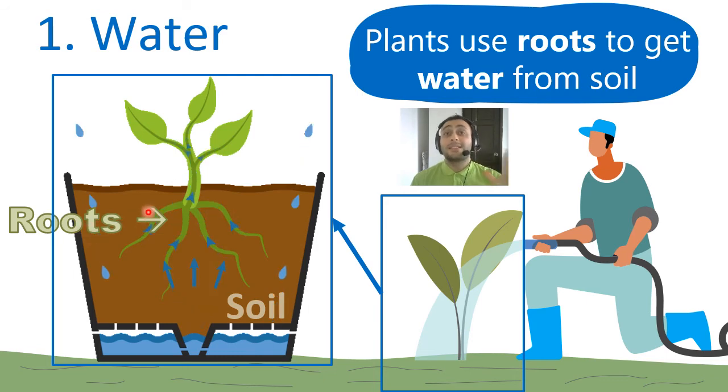So plants need water to stay hydrated, so they won't be thirsty like us. Right now, I am thirsty. I need to be hydrated. So now I am hydrated.